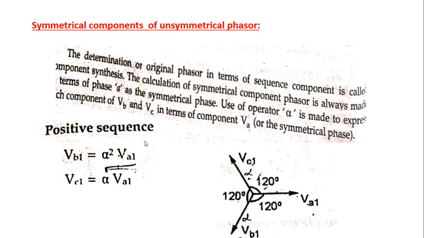First, coming to the positive phase sequence, VB1 is equal to alpha square VA1 and VC1 is equal to alpha VA1. This is the positive sequence diagram with phases A, B, C. The angle between A and C is 120 degrees, which is alpha, and the angle between A and B is 240 degrees, which is alpha square.